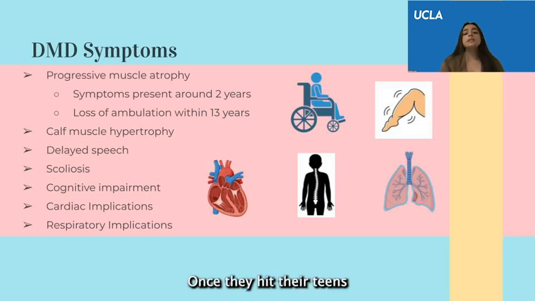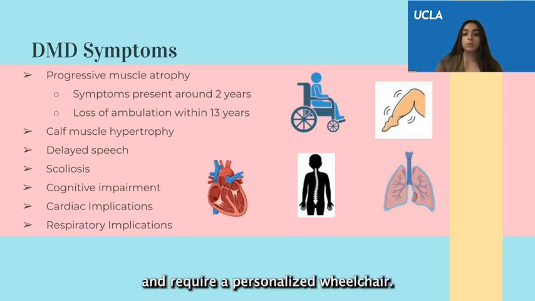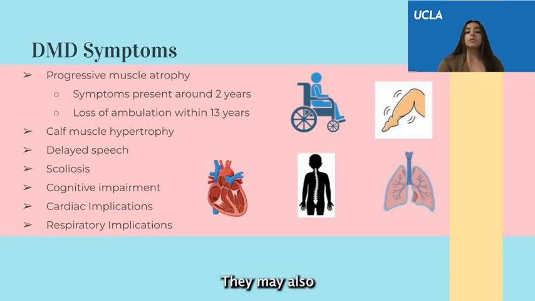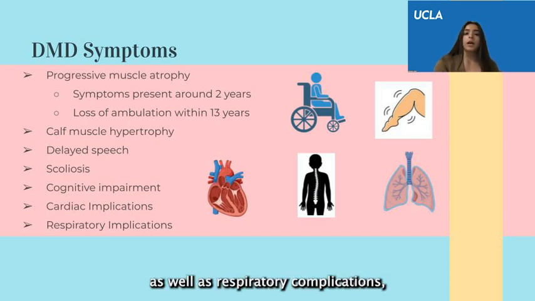Once they hit their teens, roughly around the age 13, most will lose ambulation and require a personalized wheelchair. As teenagers, they begin to experience loss of strength in their upper extremities, lower legs, and the trunk. They may also develop cardiac complications, including dilated cardiomyopathy, as well as respiratory complications, including respiratory muscle fatigue, trouble coughing, and collapsed airways.